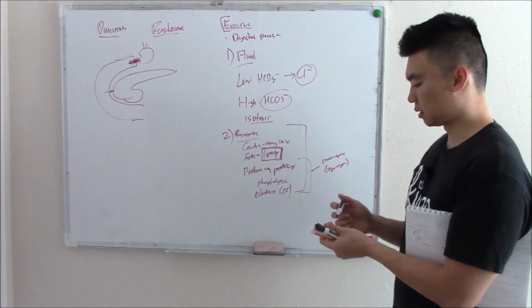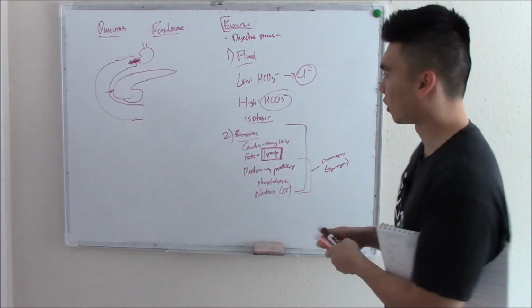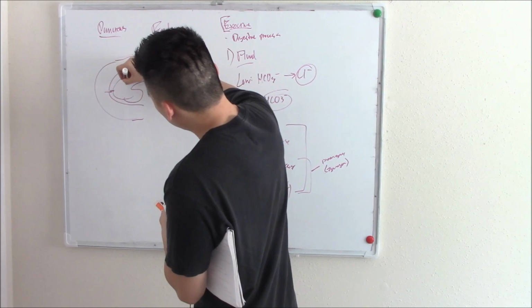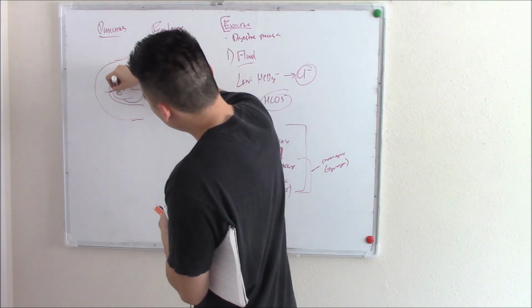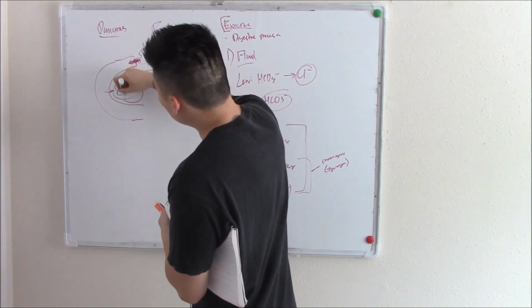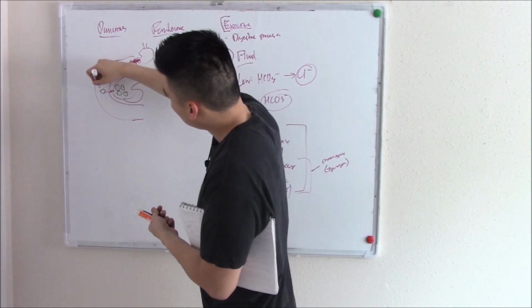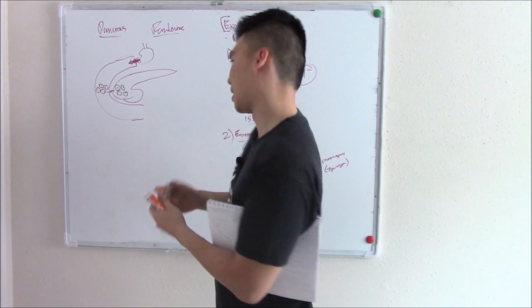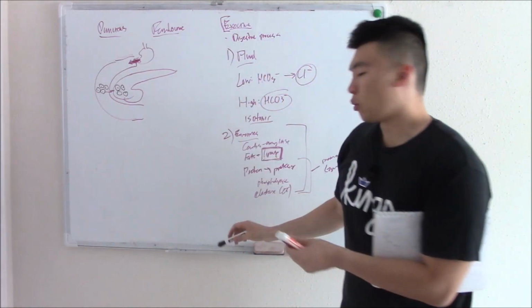Zymogen means something, an enzyme waiting to be activated. All right. So it'll release these proenzymes. They'll drop into the duodenum, and they're not active. They just kind of sit there. Okay. And they wait to be activated.